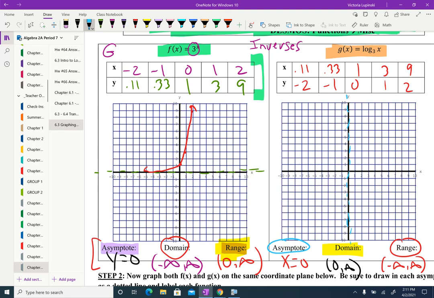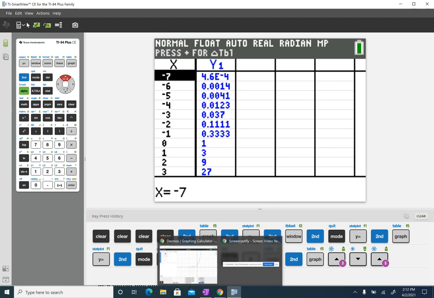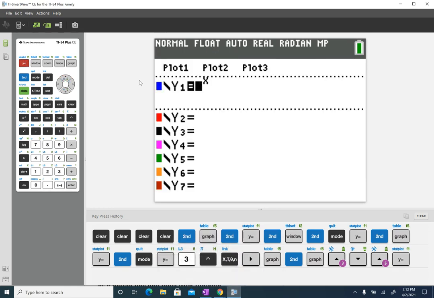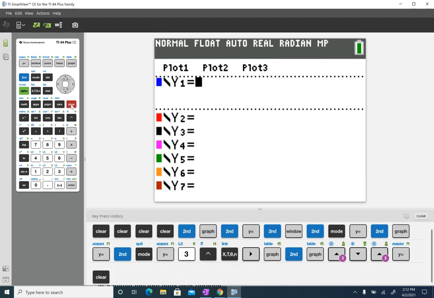So I can kind of estimate what the graph is going to look like using the ordered pairs, but if we want to be sure, let's go ahead and take a look at it on the graphing calculator. So if I go back to the actual graphing calculator and I go back to the y equals, there's a couple of commands you have to do to get the appropriate log.